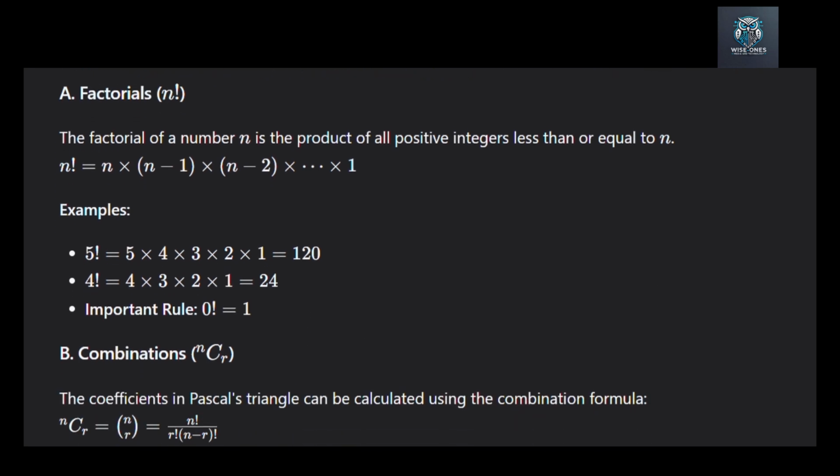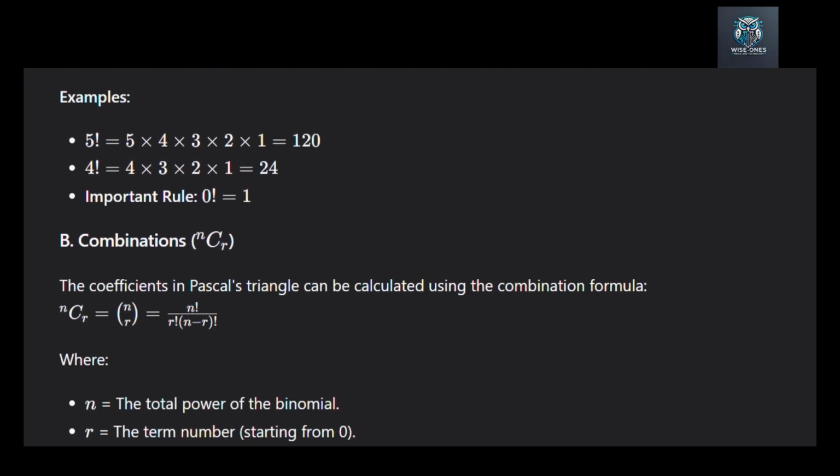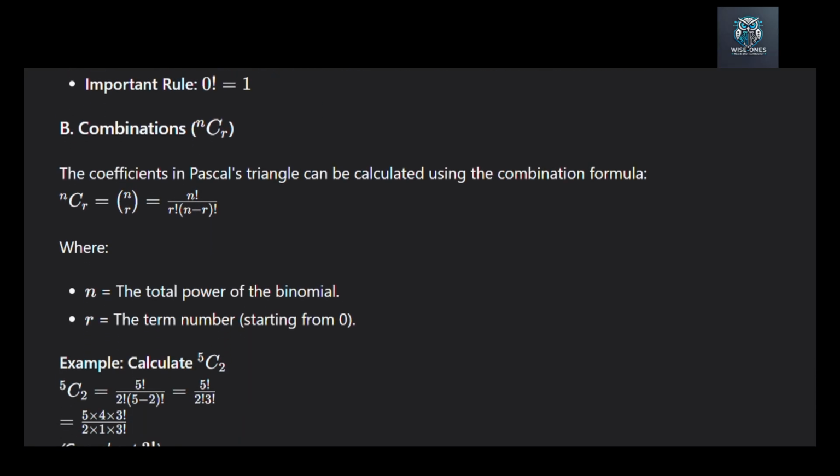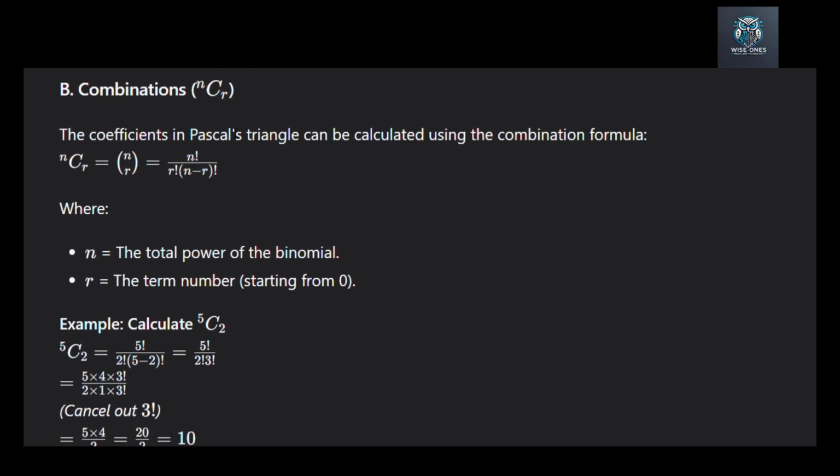This is written as n choose r. Sometimes you see it with brackets, like n over r inside brackets. The formula is n factorial divided by open bracket r factorial times open bracket n minus r close bracket factorial close bracket. Here, n is the total power, and r is the term number. But we start counting r from 0. Let us try an example. Calculate 5 choose 2. Here, n is 5 and r is 2.